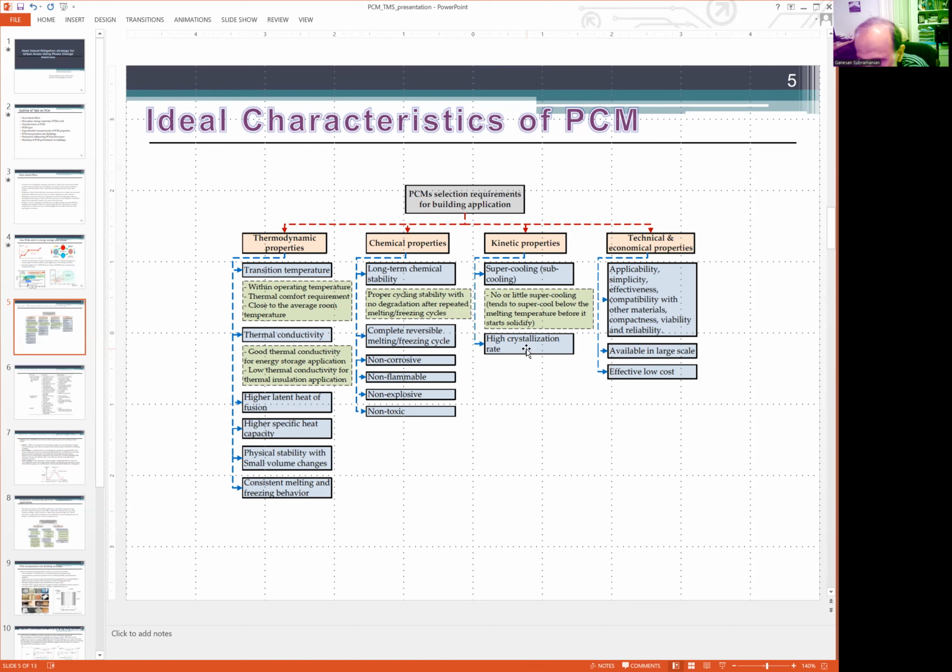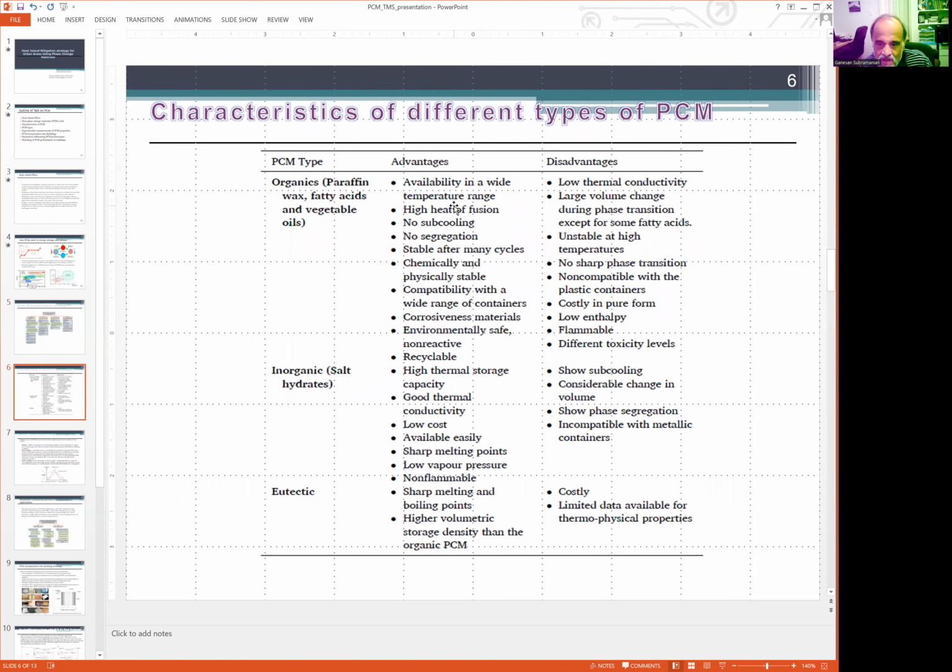The technical and economic properties are that it should be, in terms of applicability, simplicity, effectiveness, compatible with other building materials. Compactness, viability, and reliability should be available in large scale, and most important, effective, low cost. So we want to discuss what are these different types of PCM. Here we show organics, paraffin wax, for example, fatty acids and vegetable oils. And then inorganic salt hydrates and eutectics.